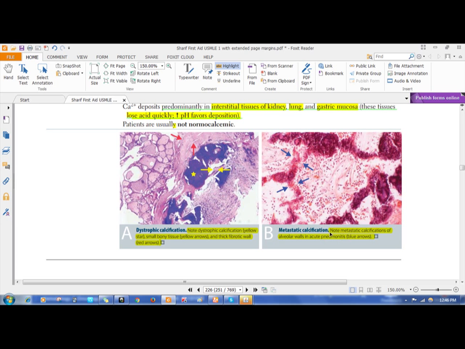And here you can see metastatic calcification, and this occurs in the alveolar wall. So this is a loose tissue, and they tend to have a more alkaline environment. That's why there is metastatic calcification, like here. So those are areas of metastatic calcification.